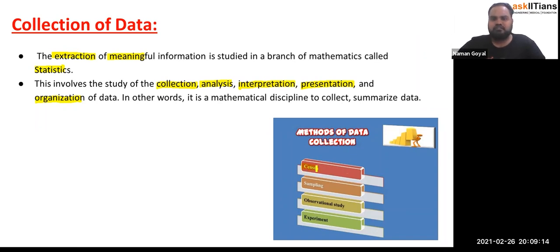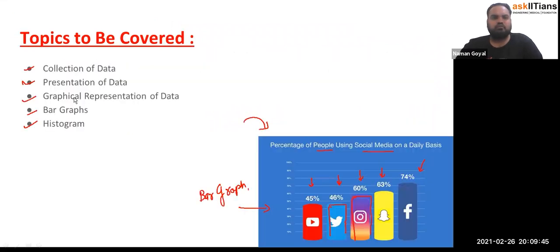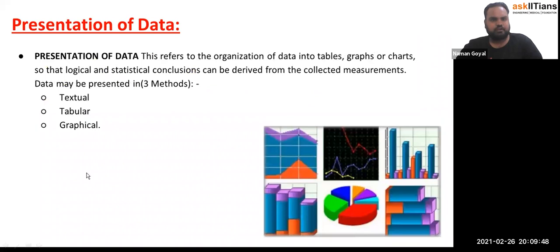So this is census, sampling, observational study, and experiment. We also do experiments on the data. In other words, it is a mathematical discipline to collect and summarize data. Simple as that. In simple language, first of all we have to collect, then we have to summarize that data, and this process is known as collection of data. Okay, got it? Now the next thing I told you is that we learn about presentation of data, how we present the data. So let's see.